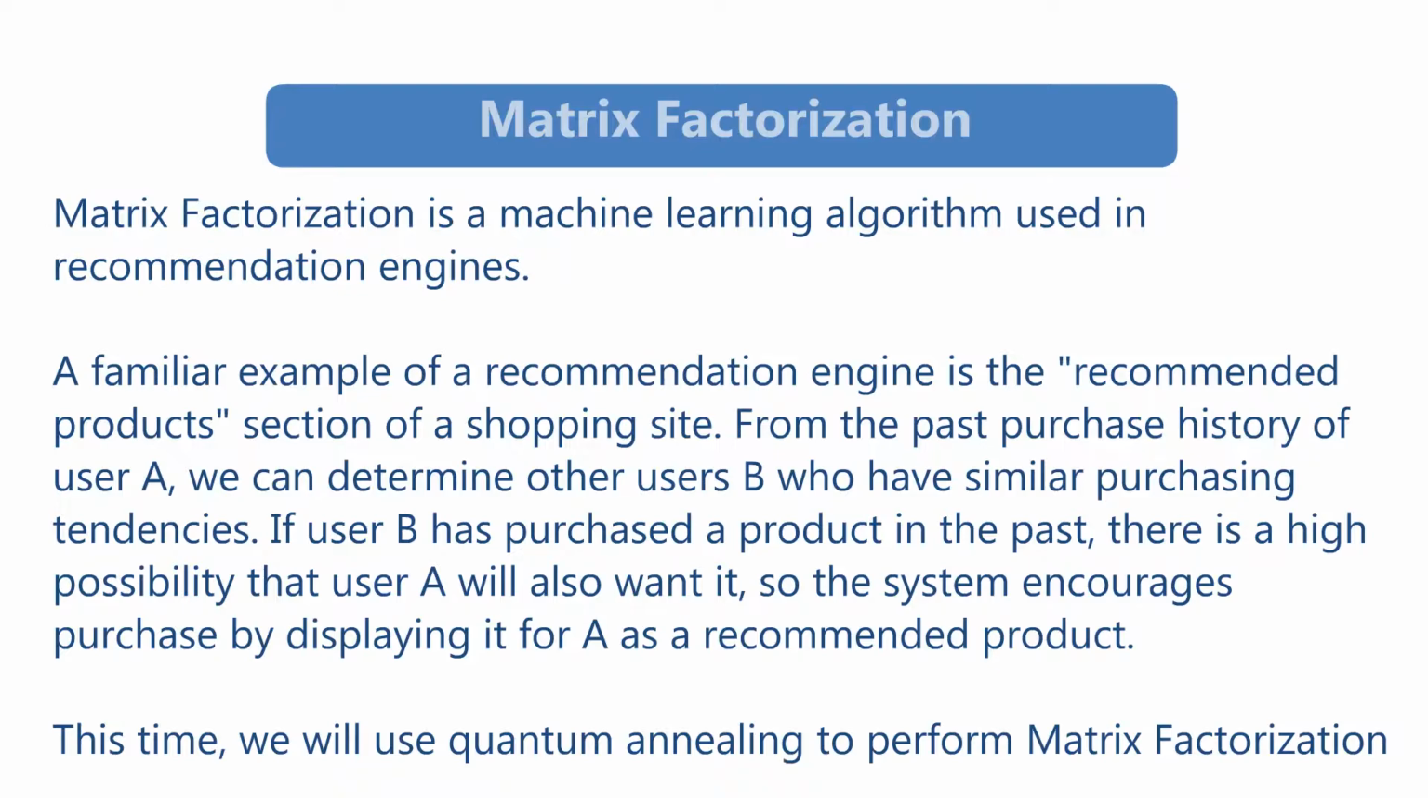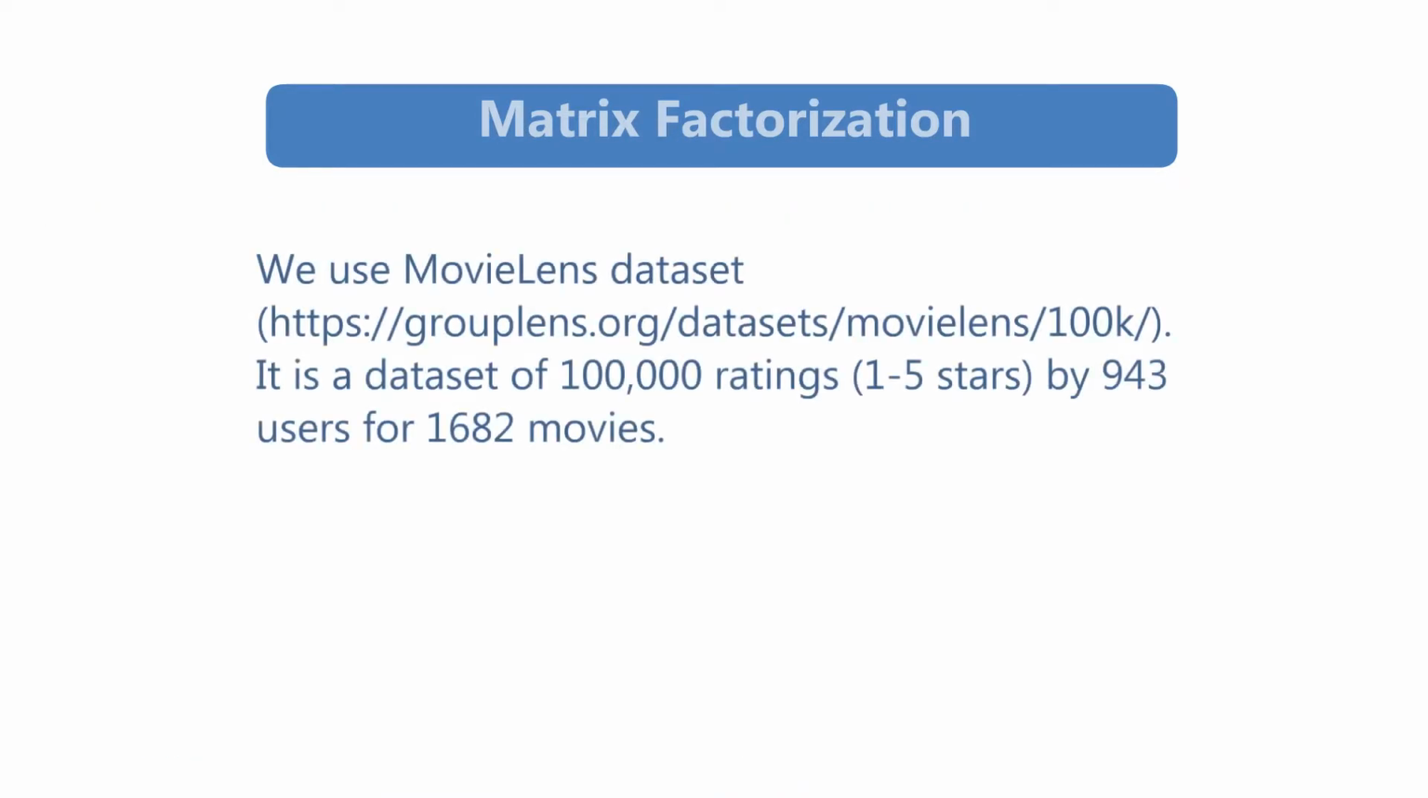This time, we will use quantum annealing to perform matrix factorization. We use the MovieLens dataset. It is a dataset of 100,000 ratings, 1 to 5 stars, by 943 users for 1,682 movies.